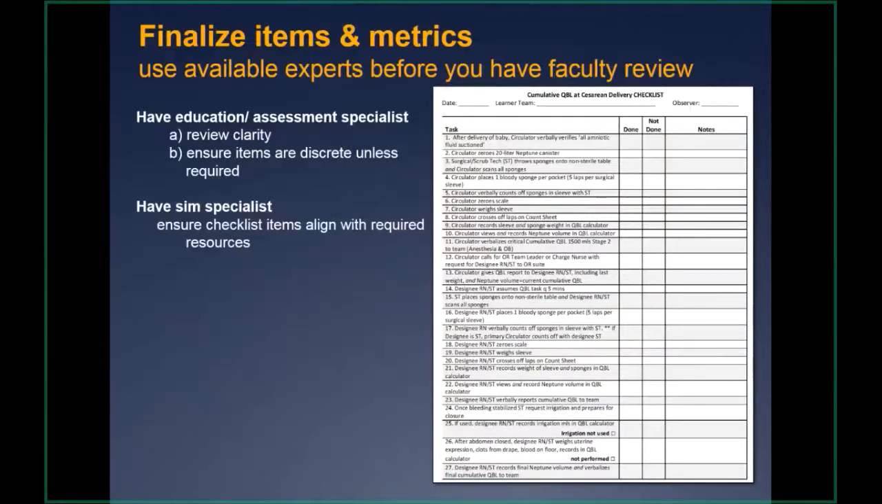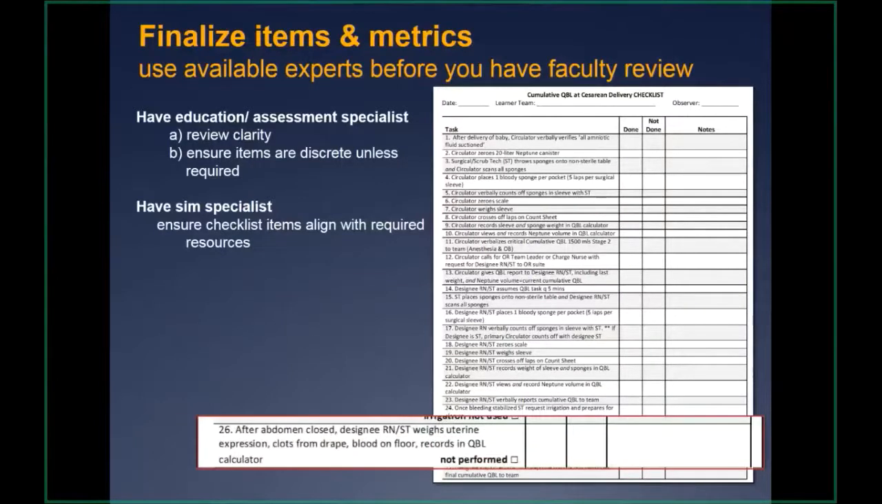They'll review for clarity till they understand it. And they'll also check to ensure items are discrete unless they're required. And what do I mean by this? Let's look at item 26 on Hayes' scale. I'm going to blow it up. I'll read it. After abdomen closed, designee, RN, nurse, or surgical tech weighs uterine expression, clots from drape, blood on floor, and records in QVL calculator.